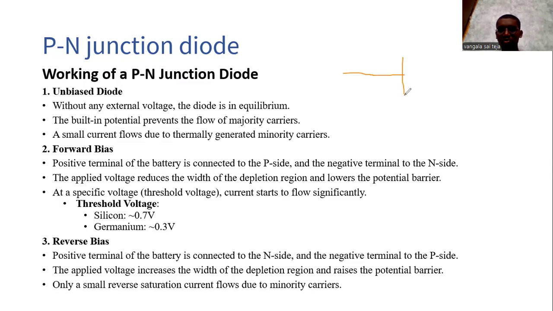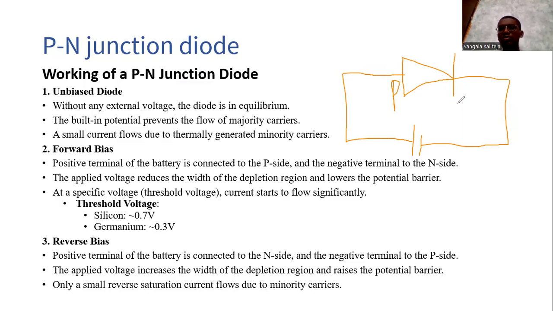Here, the diode's positive side is connected to the positive terminal of the battery, and the negative is connected to the negative terminal of the battery. It acts as forward bias.